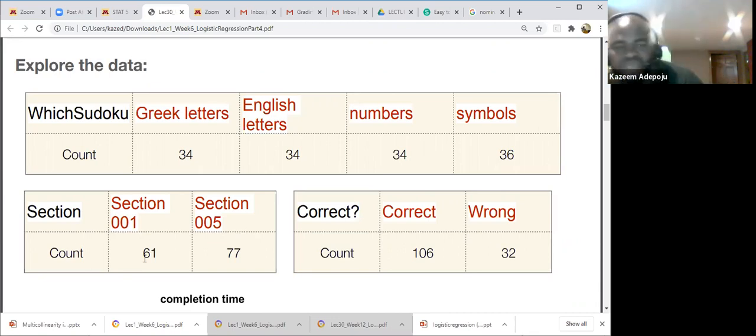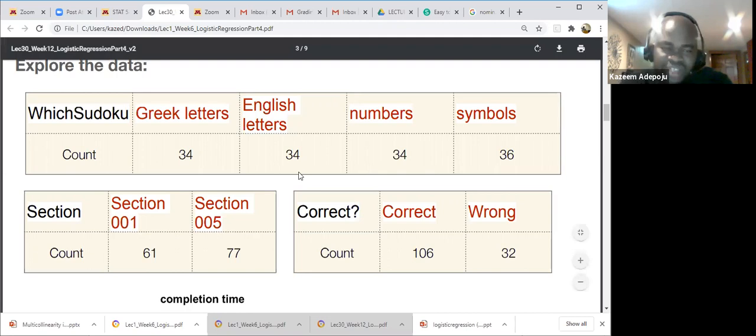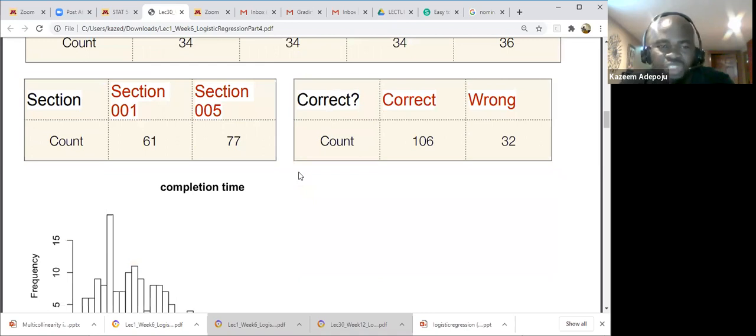And if we want to know the number of students that actually played all the games, from section 1, that's 61. From section 5 is 77. And we also have the response. The number of students that got the combination correctly is 106, and 32 of them got it wrong. So this is just exploring our data, after the game has been played, and looking at the completion time.